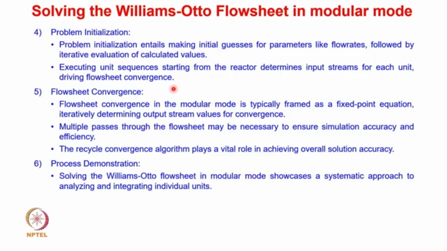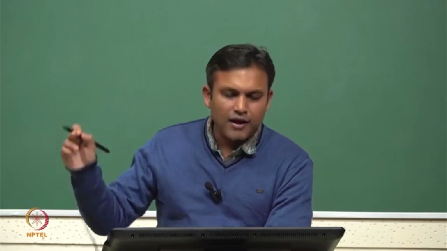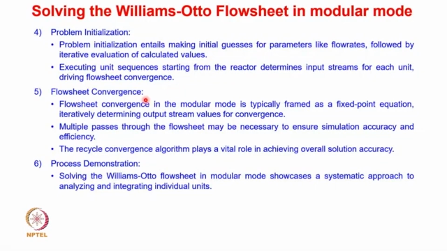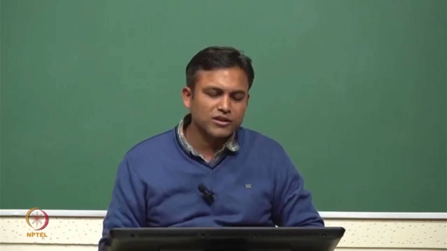So we can execute the simulation of individual units one after another, and finally we will be looking at the convergence of all the units. Okay. So flowsheet convergence means whatever the assumed values we had in the starting equipment, that should match with respect to the recycled values we are getting. So once that is matching, then we are saying that the flowsheet is converged.